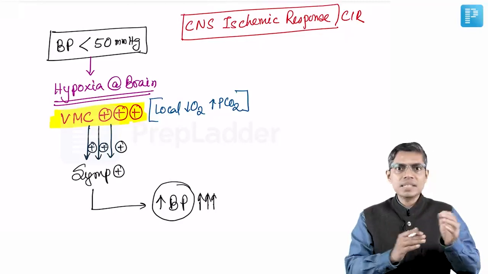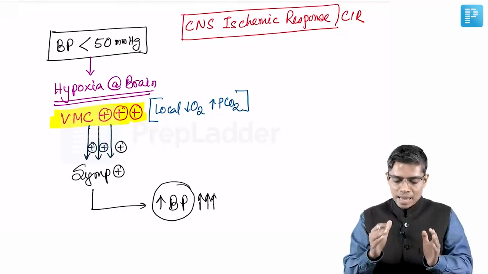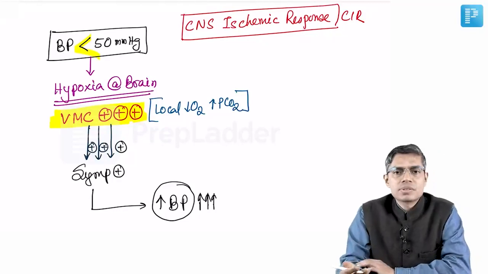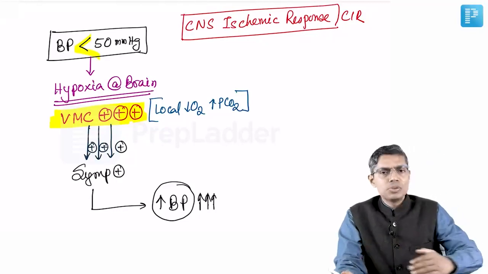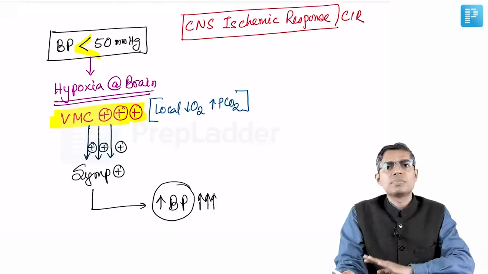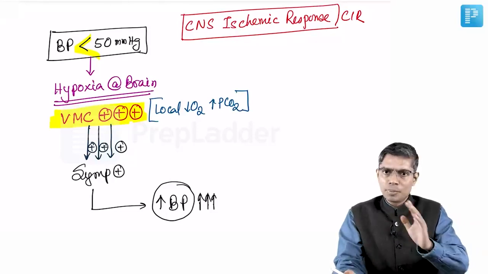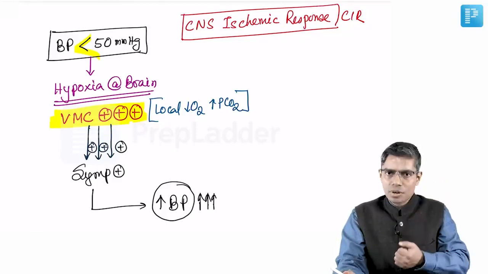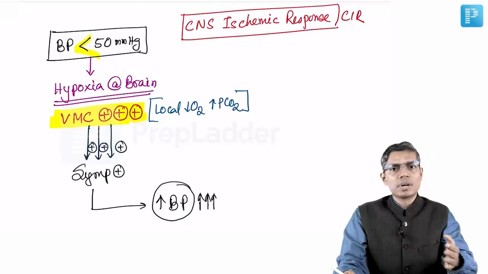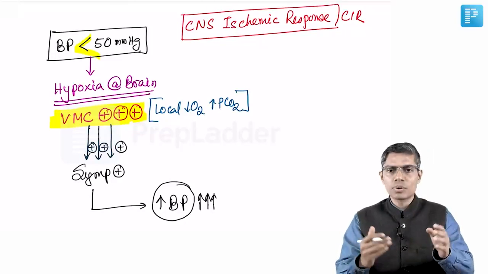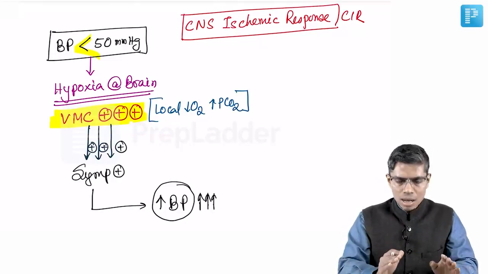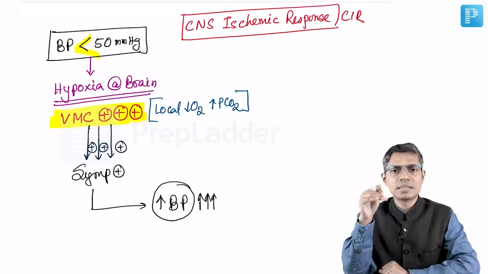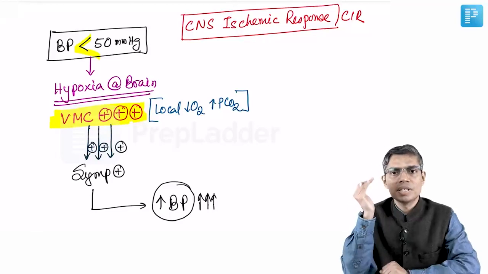This is an emergency mechanism, right? It will be activated when your blood pressure is very low. Suppose one person is suffering from a road traffic accident and due to huge blood loss, the blood pressure is below 50 millimeters of mercury. Before that, the baroreceptors have tried to increase the blood pressure, and the chemoreceptors have also tried. But after that, when all this baro and chemo effect is gone, now the CNS ischemic response is coming into action. That is at the end stage when the blood pressure is below 50.